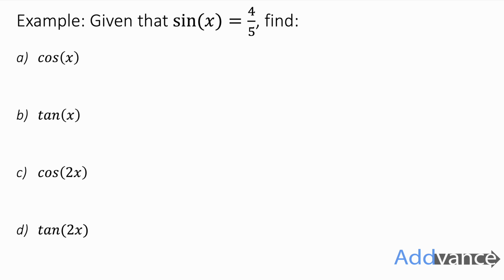So, those are all identities we've learned today. Now let's put them into practice. Here we've got an example, and it says, given that sine of x is 4/5, find cos of x, find tan of x, find cos of 2x, and find tan of 2x. Okay, let's start with A.